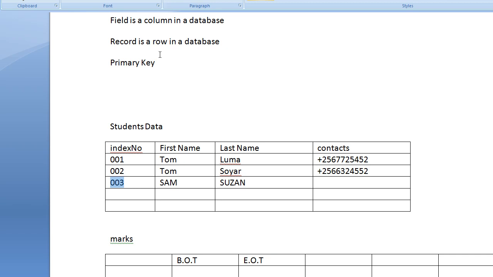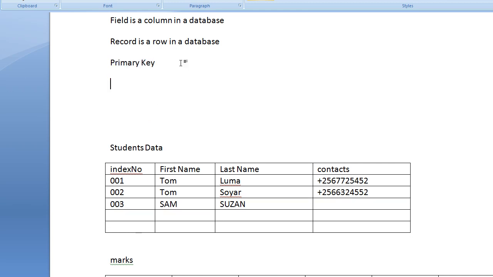That means this primary key can never be duplicated. It is a rule. There are properties that define a primary key. There is no duplication. It has to be unique. It can never be repeated. No repetition.